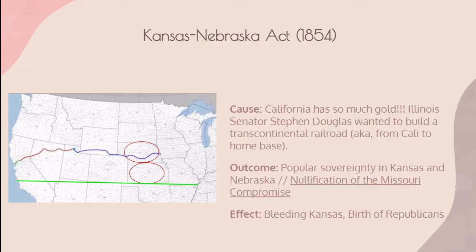The Missouri Compromise said there'd be absolutely no slavery above that line, but if we allow those states circled in red to have popular sovereignty, therefore the potential of slavery, then that invalidates the compromise as we see that, right? And the effect of this is a bleeding Kansas and the eventual birth of the Republicans.